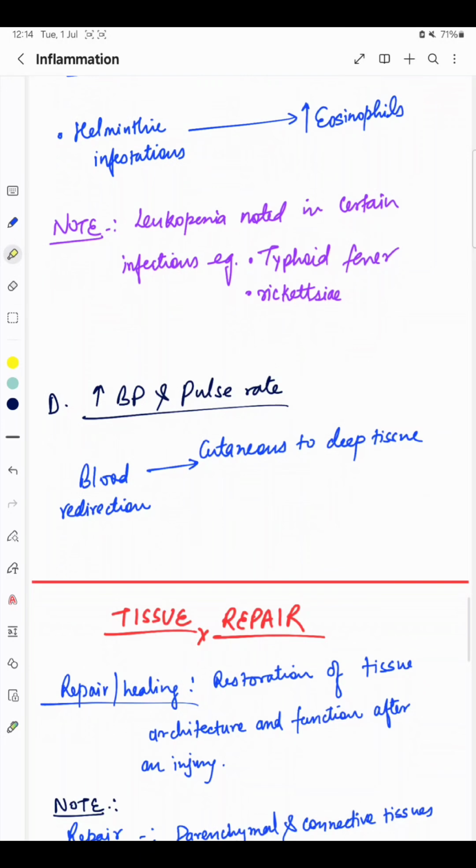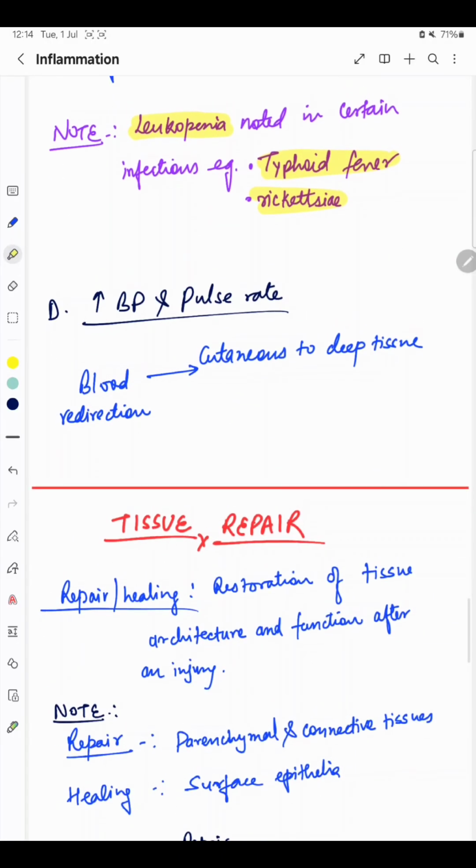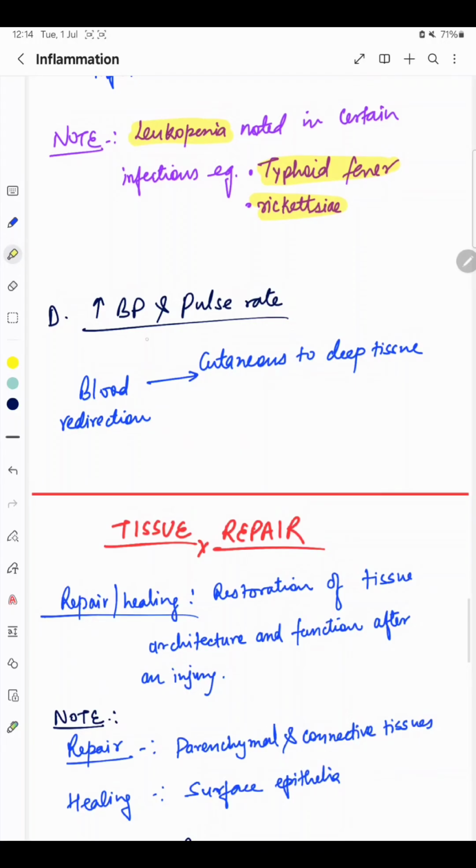Leukopenia, or decrease in leukocyte count, can be noted in certain infection like typhoid fever or rickettsial disease. Increased blood pressure or hypertension or pulse rate can be noted in acute phase response. This is because of the blood redirection from cutaneous to deep tissue.